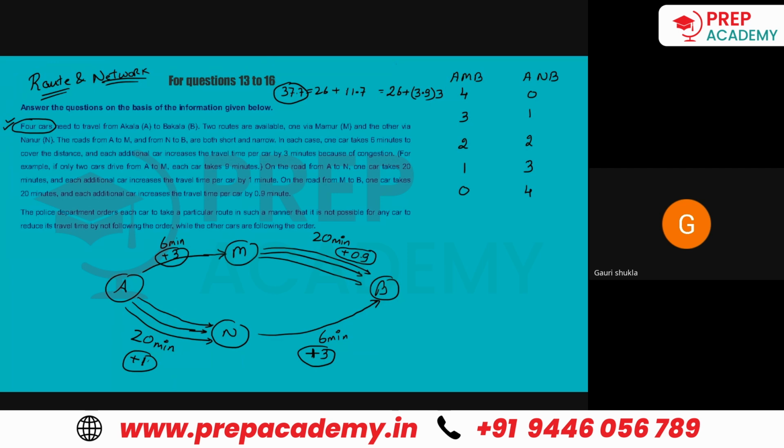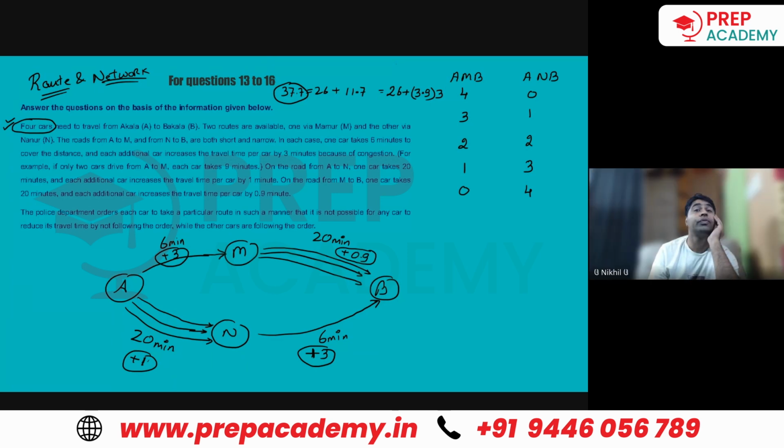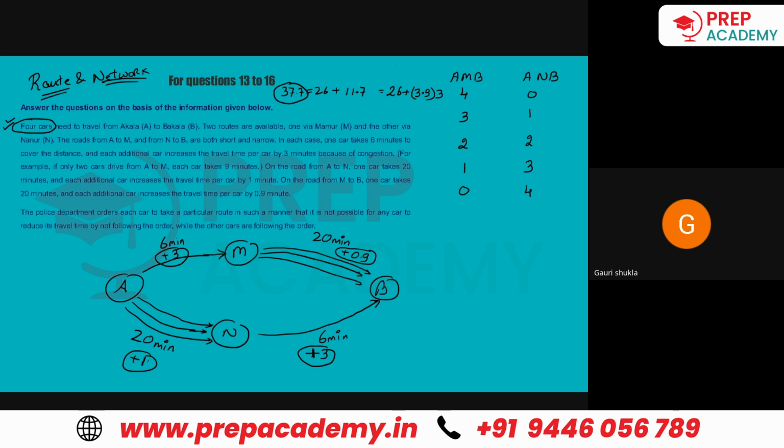Why don't we take into 4? No, we will not take into 4 because if there's only one car going by A and B route, then it would take 6 minutes for AM and 20 minutes for MB. If there is one extra car, then both of them would have to increase by plus 3 here and 0.9 here. If there are 2 extra cars, then plus 3 plus 3, 6, and 1.8 here. If there are 3 extra cars, then 3 plus 3 plus 3, 9 and 2.7. That would be 11.7. Understanding it now? So we take the extra time just for the extra number of cars.